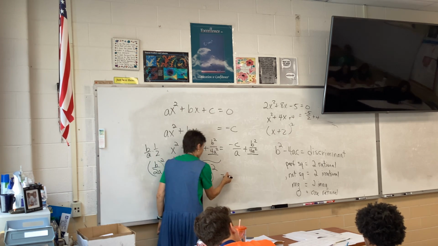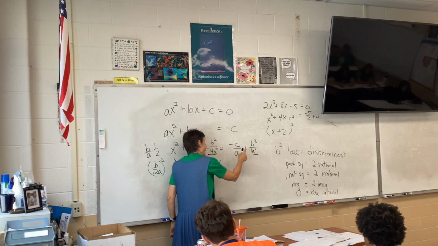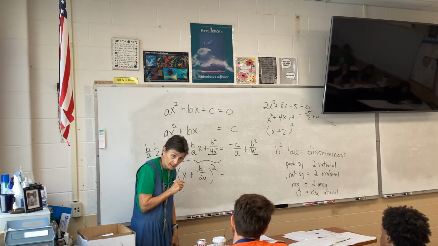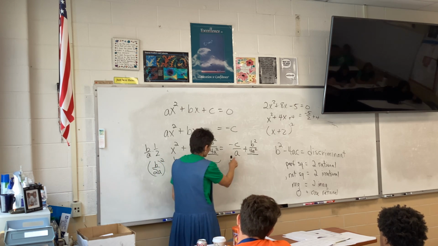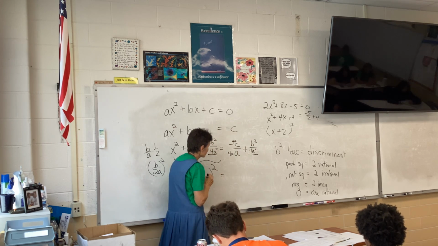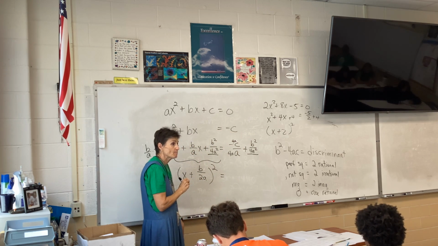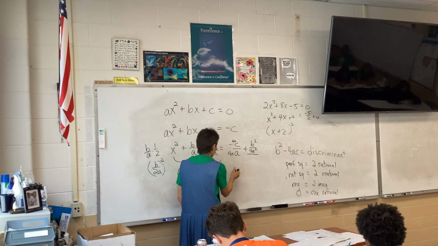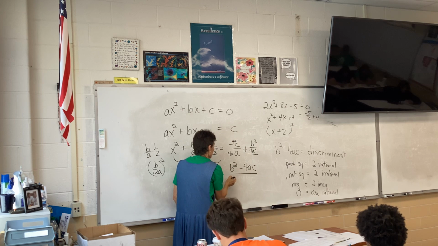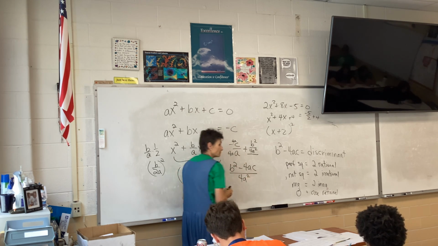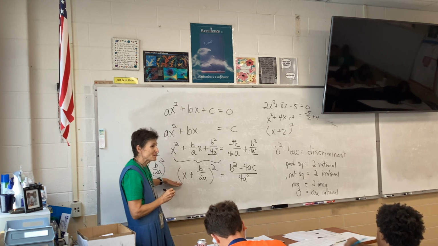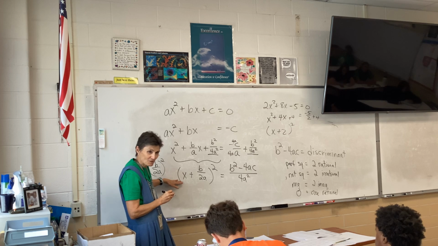And then over here, I need to add these 2 together. So I'll need a common denominator. So I'll multiply this one by 4A. Will that work for me? So now I have B squared minus 4AC over 4A squared. Now you know where this is going, right? What do I do at this point? Take the square root.